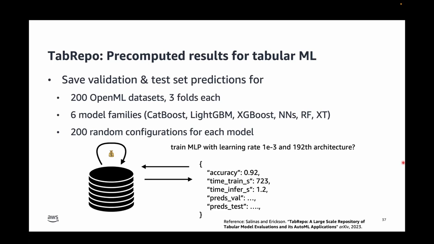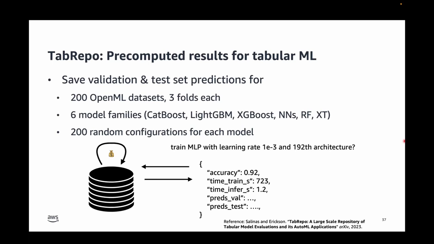So let me give the higher picture of what happens here. We take 200 data sets from OpenML. For each data set, we look at three folds, so three random splits or random seeds. Then we take six model families, including decision trees, neural networks, random forests, and extremely randomized trees from scikit-learn. For each model, we generate 200 heterogeneous configurations, just a random search space to cover different parts of the search space. Then we train all of these models on all these data sets and folds.